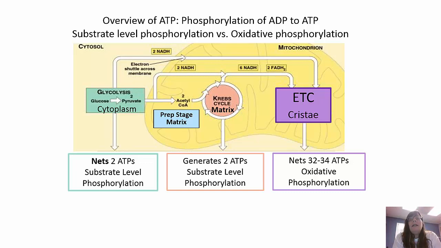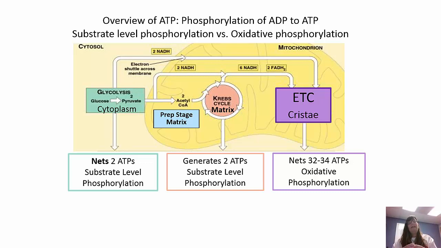So the electron transport chain happens in the cristae of the mitochondria, so those inner foldings. This is the most net we have. 32 to 34 ATPs are netted, and it's through oxidative phosphorylation. So basically what happens is we have all of these protein complexes, and the electrons go from complex to complex to complex to complex. As they're going from complex to complex, the hydrogens are being pumped through the ATP synthase pump. So they're creating ATP. So this is how all of that ATP is generated.